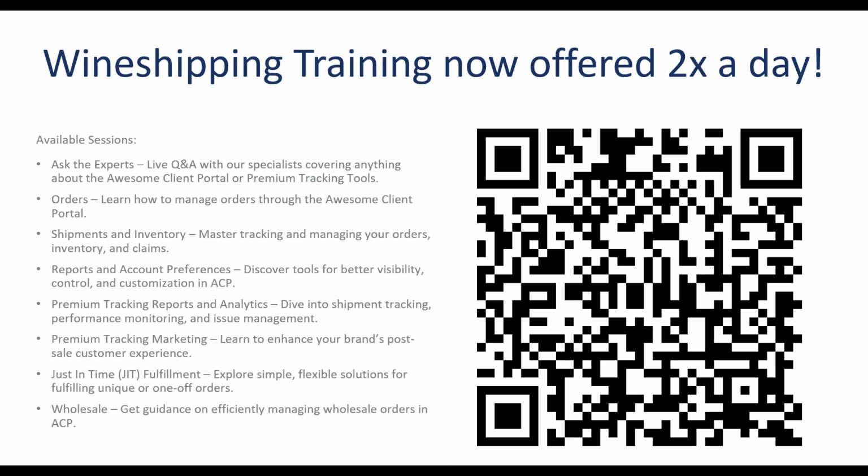We have an orders training. We have a training on shipments and inventory, reports and account preferences, using premium tracking reports and analytics. And then I have a couple specialty trainings that I'm putting on. So premium tracking marketing, just-in-time fulfillment, and wholesale. So this QR code will take you to our knowledge base, and you can register and see what trainings are available and when. And then there's also a downloadable calendar, right? So that you can just download the calendar and see what trainings you want. This is really awesome too if you have new staff, right? And you're just like, this is how to work with Wine Shipping to go through their training.